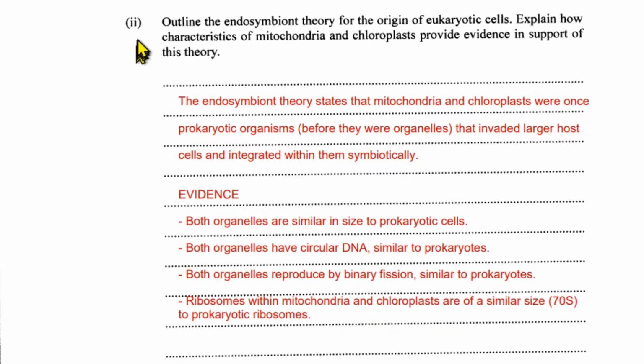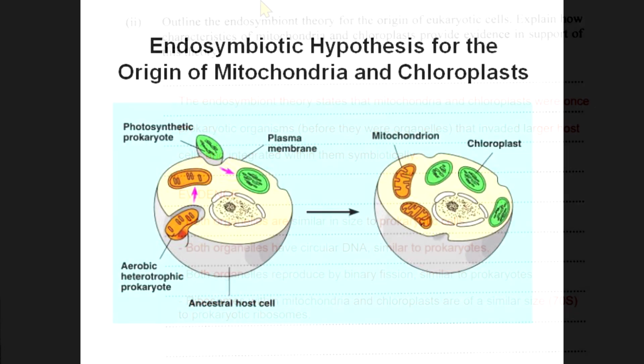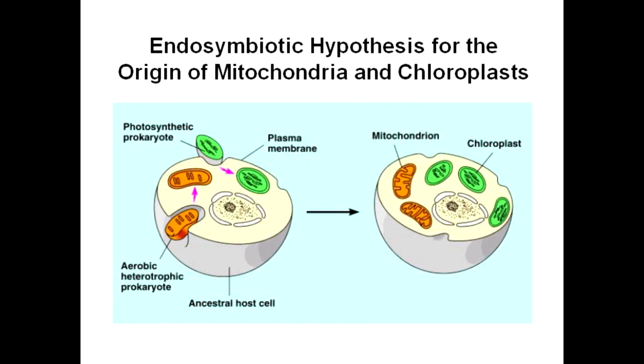Part 2. Outline the endosymbiont theory for the origin of eukaryotic cells. Explain how characteristics of mitochondria and chloroplasts provide evidence in support of this theory. So the endosymbiont theory, if you think about the word, endo means inside or in. Symbiont comes from symbiotic, which means that it has a sort of relationship, and in this case kind of like a mutual relationship.